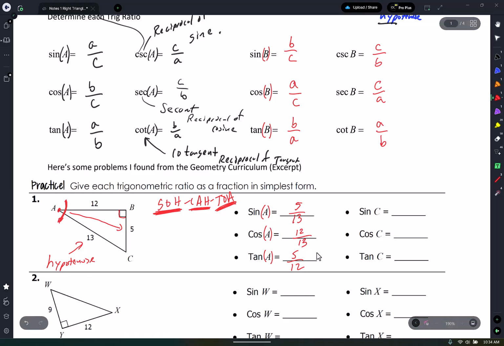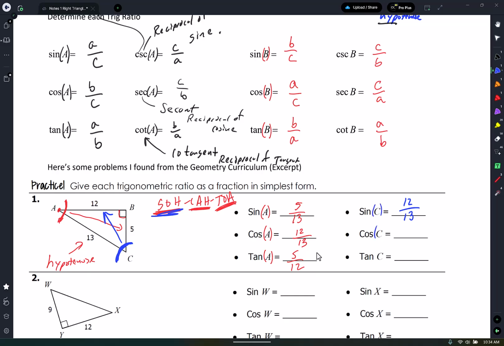I'm going to change my colors. I'm going to go to angle C. So here's angle C in blue. It says sine C. Again, sine says opposite over hypotenuse. What's opposite? 12 over, what's my hypotenuse? 13, there it is.